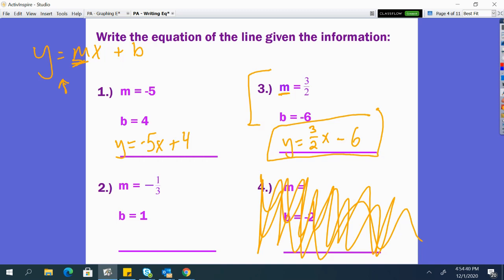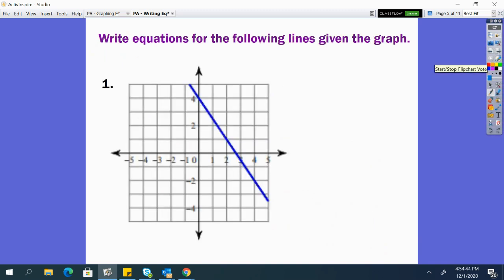Okay, moving on. Now we write equations given a graph. Now I don't want you guys to be scared about this because we have done this before. You have done this before. So first things first, we always write the formula because that's our most important thing.